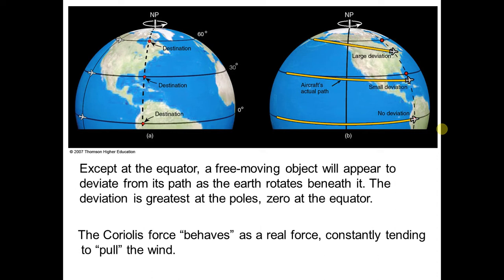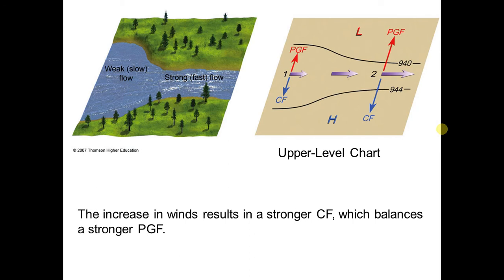Now, as wind speeds increase, the Coriolis force becomes stronger. Remember that the Coriolis force magnitude is dependent on the speed of the object. So if the wind moves faster, the Coriolis force acting on it will be greater. And the Coriolis force in the northern hemisphere is always directed to the right of the direction of motion.